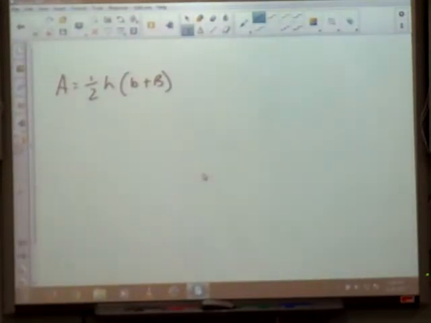First way we're going to solve it is for h, so you're going to get an answer that has h all by itself. Then you're going to go back to the original equation, and you're going to solve it for capital B. This says 1 half h times lowercase b plus capital B. That's what that is in the parentheses, a lowercase b plus a capital B. So you're going to have an answer that says h equals something, and an answer that says capital B equals something. Two different problems. Try both of those. Go.